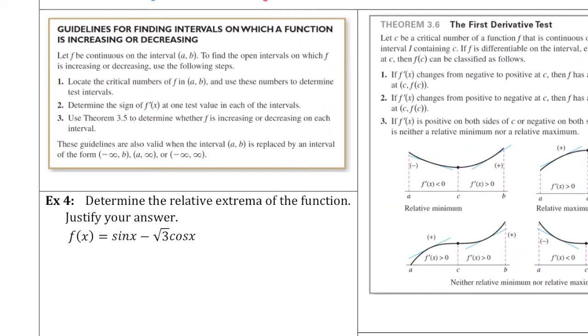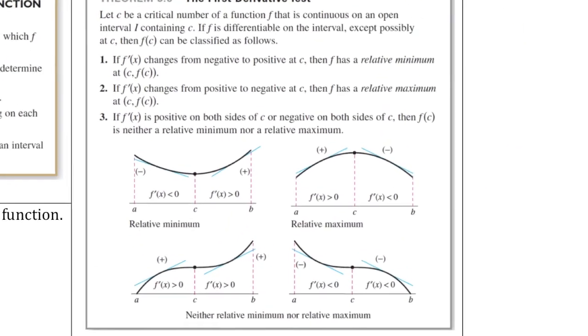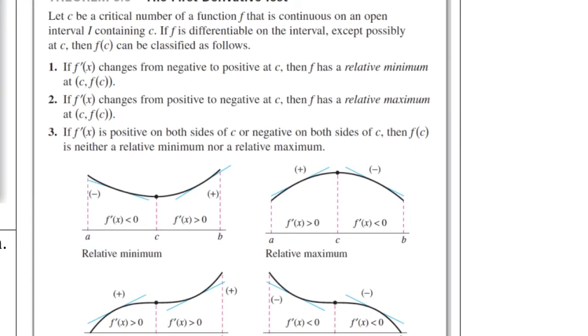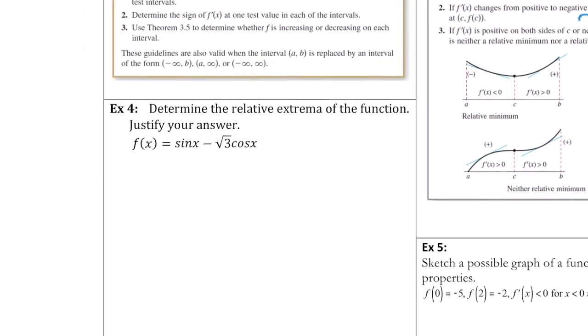So here we have some guidelines for determining where a function is increasing or decreasing, and a little bit more information about that first derivative test. If f prime of x is changing from negative to positive, then you have a relative minimum. If f prime of x is changing from positive to negative, you have a relative maximum. I suggest drawing those little graphics to help figure out what's going on. And if f prime of x is positive on both sides of c or negative on both sides of c, then f at c is neither a relative min nor a relative max.